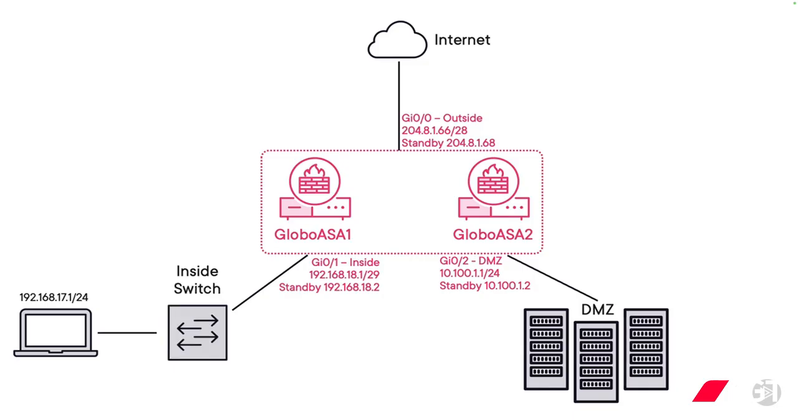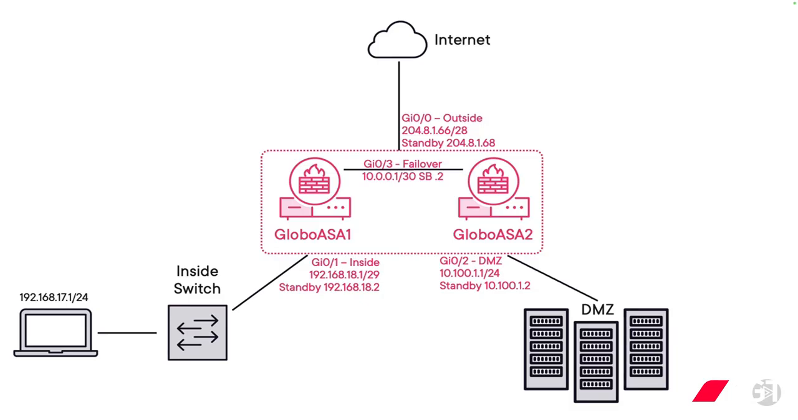And in order to make this work, I changed the inside router to a switch to accommodate both ASAs, and I changed the IP address on the switch from 192.168.18.2 to 192.168.18.3. The other configuration change needed is to add a link between the ASAs.